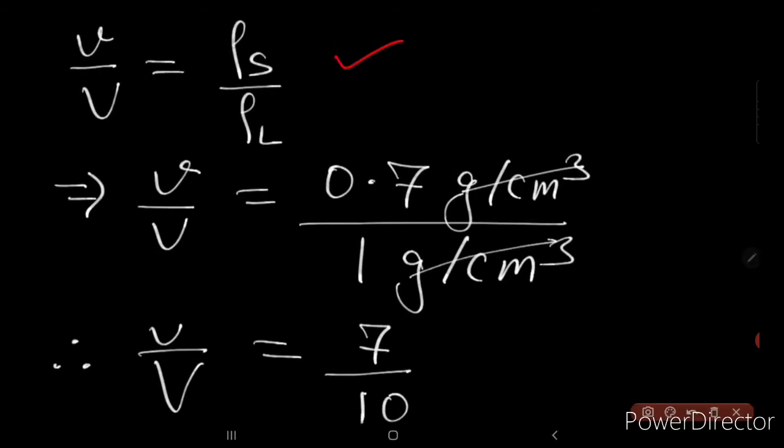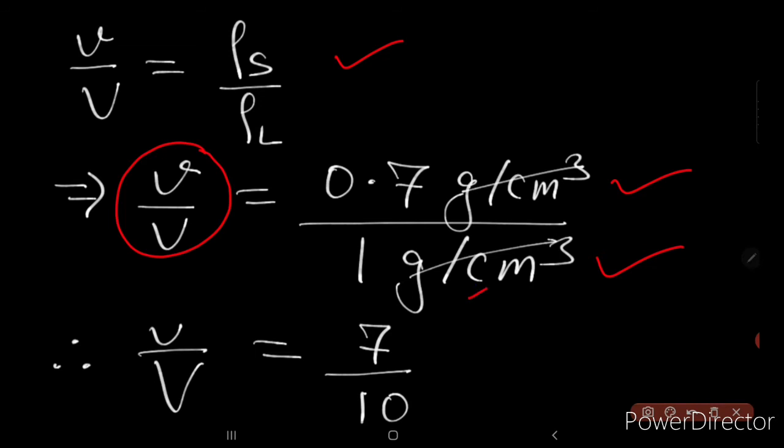Now after we know its density, by solving further using the formula small v upon capital V equals rho s upon rho L, small v upon capital V is equal to the density of the wood and the density of the liquid, which is 1 gram per centimeter cube because it is water.